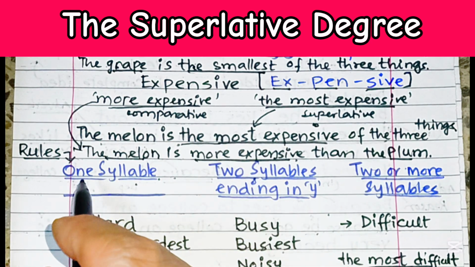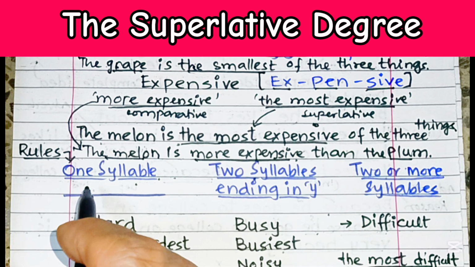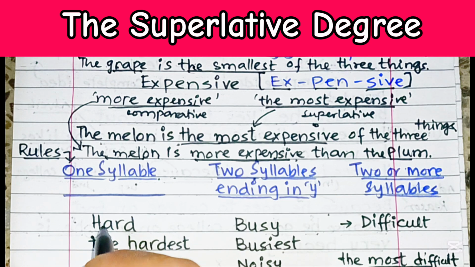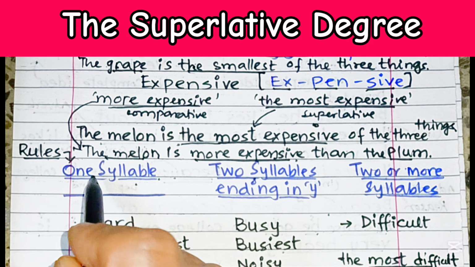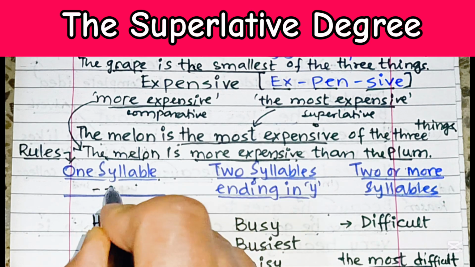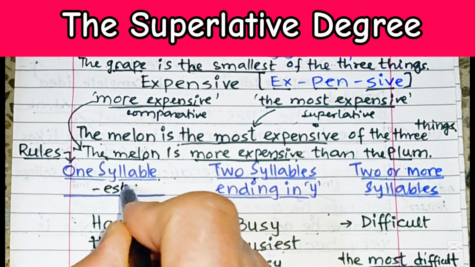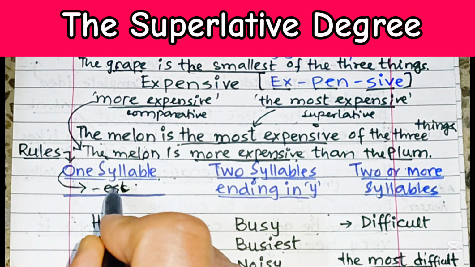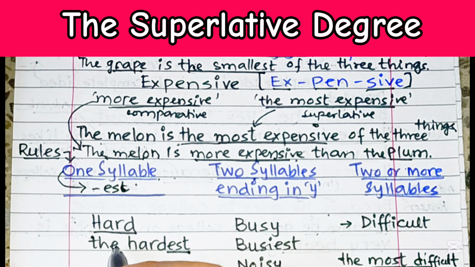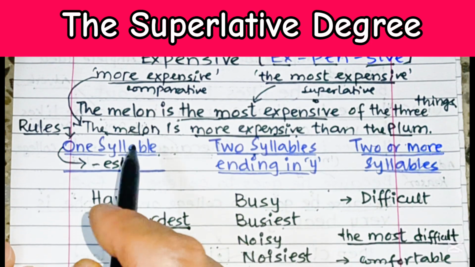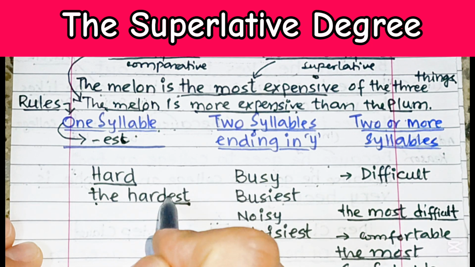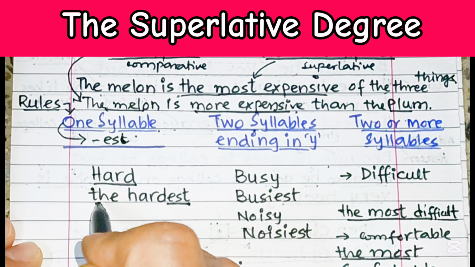Now we have some rules for superlative degrees, and how we can develop them. Let's have a look at these. There are three different ways to make the superlative form. Number one: if a word is one syllable in length, then we add est. We only add est for the superlative degree if there is one syllable in an adjective. One example is hard. If a word is one syllable in length, we add est to the end of the word. Hard becomes hardest, and we use the article the.